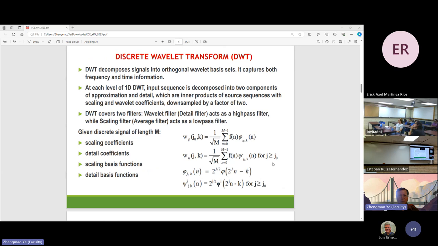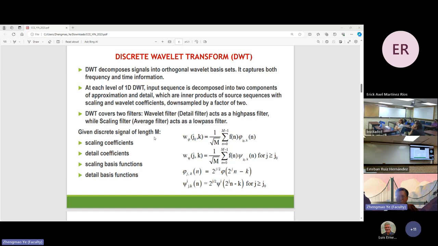So DWT actually decomposes the signal into an orthogonal wavelet basis set. It captures both the frequency information and the time information. At each level, the input sequence is decomposed into two components, approximation and detail, where the inner product of the source sequence with the scaling and wavelet coefficients is downsampled by a factor of two. Essentially, DWT covers two filters. The wavelet filter, or the detail filter, acts as a high pass filter. The scaling filter, or average filter, acts as a low pass filter.